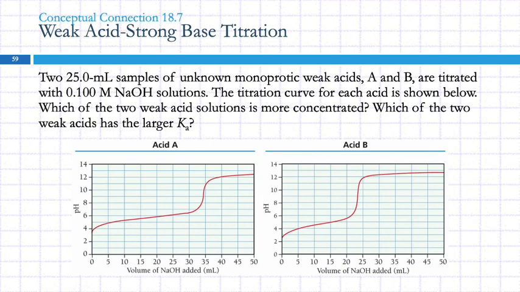A. So this is the equivalence point, right? And that tells us the volume of sodium hydroxide added. So there it's just under 35, and over here it's less than 25. So that tells us that this one's more concentrated because the equivalence point is further over on that milliliters of sodium hydroxide added. So acid A is more concentrated.